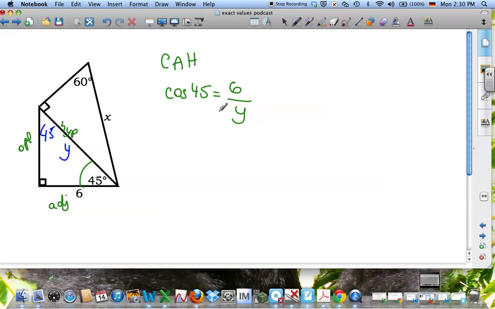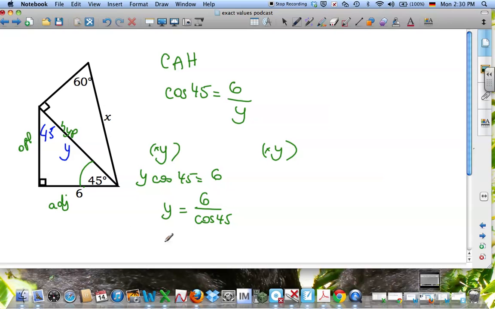Okay, now what does your class do here, Mr. D? Well, we need to get y by itself. It kind of depends. Some people can go straight to making y equals. Others like to take 2 steps, so maybe we should do it in 2 steps just in case. It helps if we don't have a fraction to start with, so if I multiply both sides by y, that will get rid of the denominator there. So multiply both sides by y gives us y cos 45 equals 6. And then divide by cos 45. Good. And we realize that some of you can go straight to that step, and that's okay.